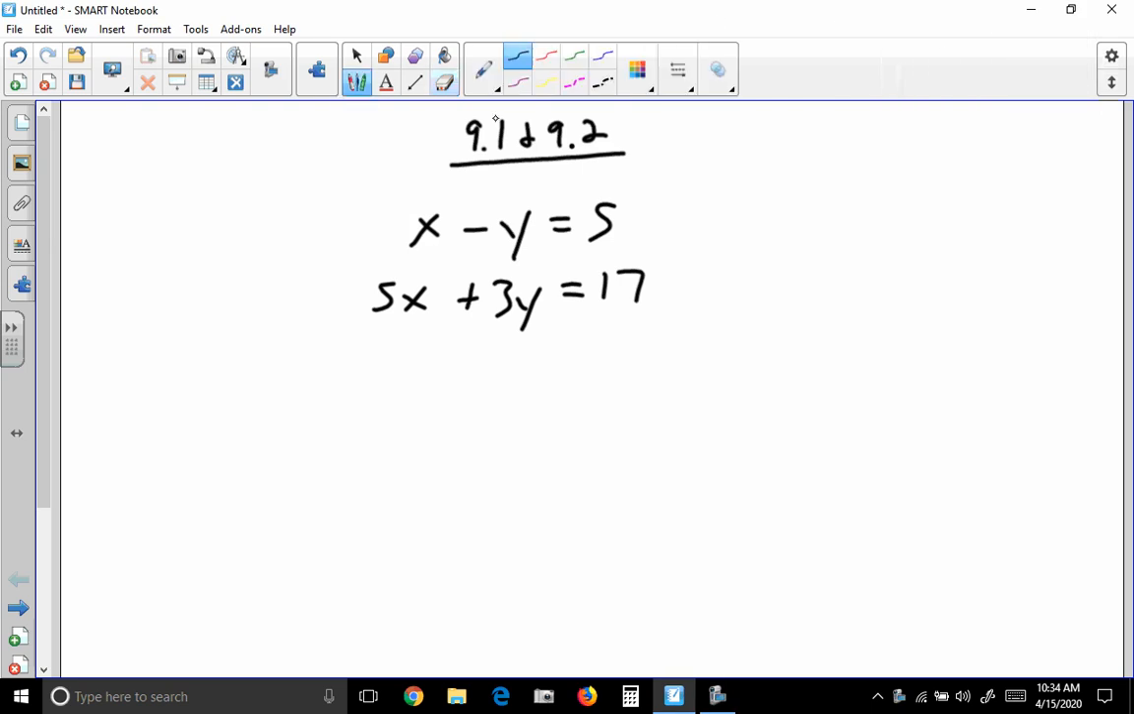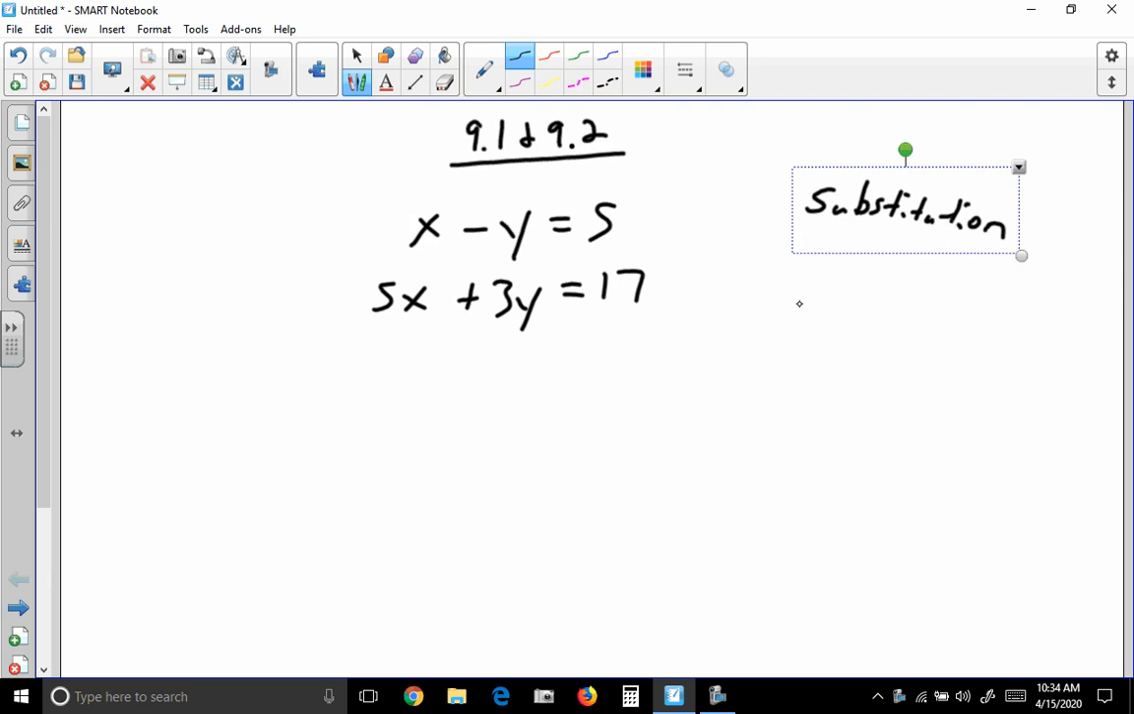So let's look at some examples from 9.1 and 9.2 real quickly. We're going to start by looking at using the substitution method to solve a system of equations. And remember, with the substitution method, you isolate a variable first. So we're going to pick one letter in one of the two equations and get that letter by itself.